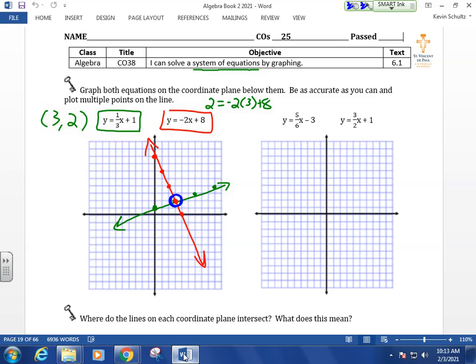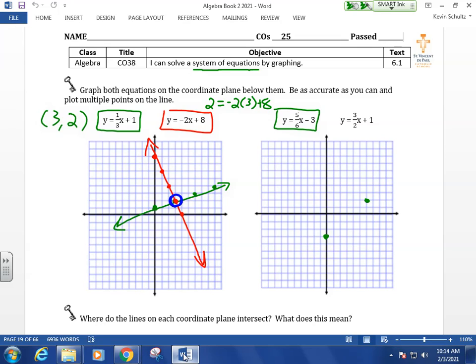Okay, let's look at the second one here: y equals 5/6 x minus 3 and y equals 3/2 x plus 1. Rather than guessing an ordered pair and seeing what happens, let's just go ahead and graph each of these. In green, we'll do y equals 5/6 x minus 3. We're going to start by plotting our y-intercept of negative 3. And we're going up 5 over 6. So 1, 2, 3, 4, 5 up the y-axis, 1, 2, 3, 4, 5, 6 on the x-axis. And there's our second point.